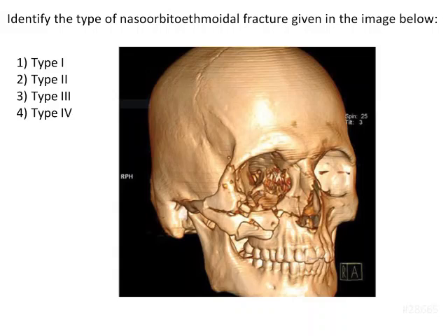The question is, identify the type of naso-orbitoethmoidal fracture given in the image below. So NOE fractures were classified by Markowitz and Manson into three types based on the presentation, based on the amount of bones involved, and lastly based on whether fixation is possible or not. These were the three most important criteria that they had used in order to identify nasal and NOE fractures.